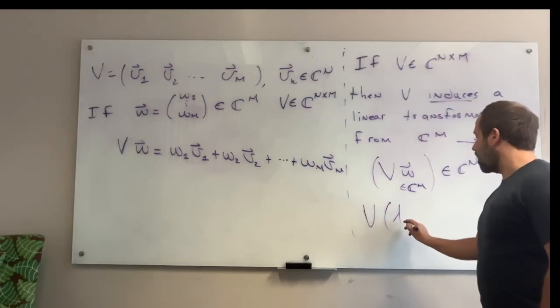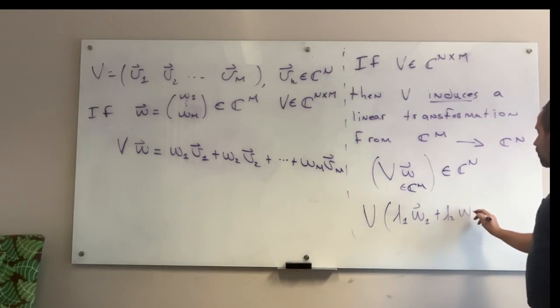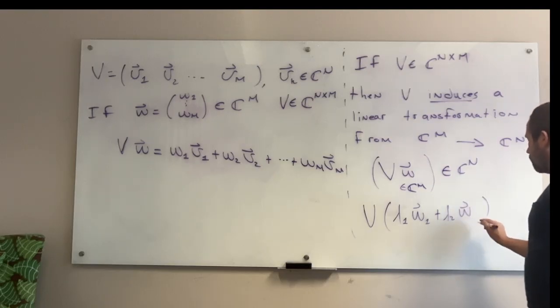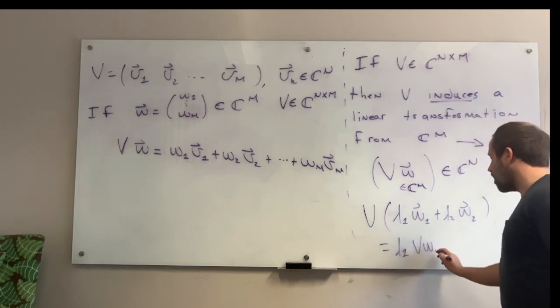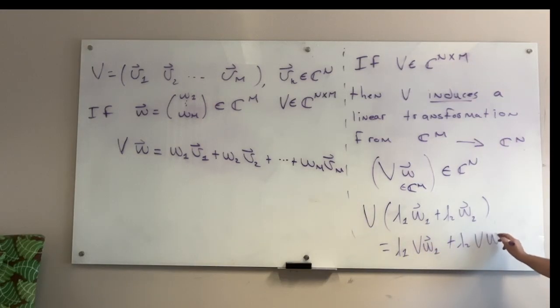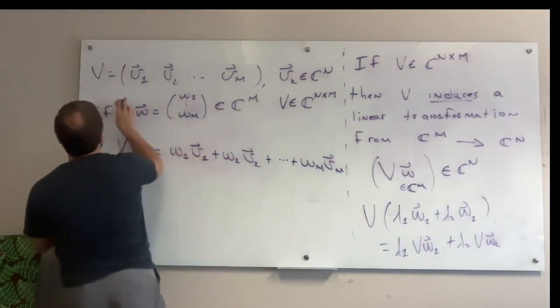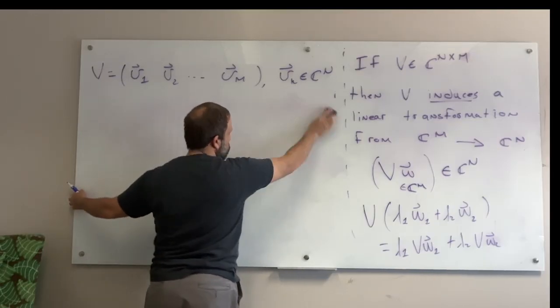That if we have v times lambda 1 w1 plus lambda 2 w2, that this is equal to lambda 1 times v w1 plus lambda 2 times v w2. Let me make that a little more lowercase. v w2. That's what it means for the transformation to be linear. Okay, so this is important because it's going to tell us how we want to define matrix multiplication. So why is that?